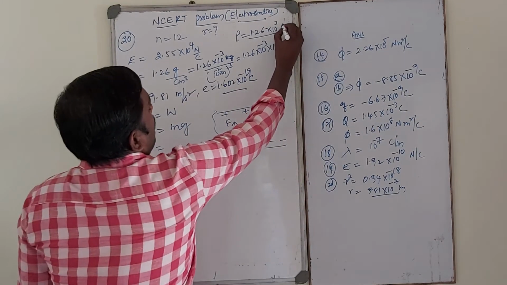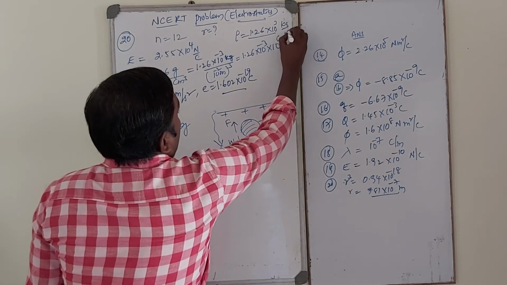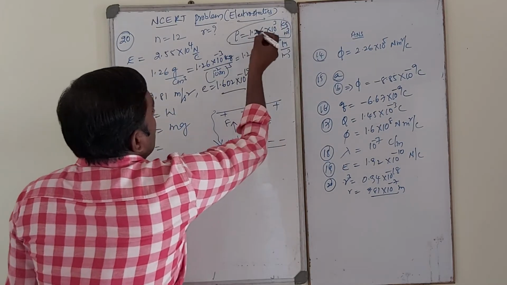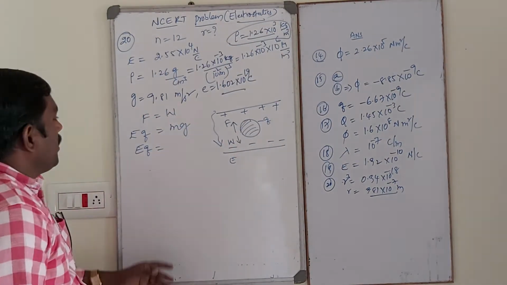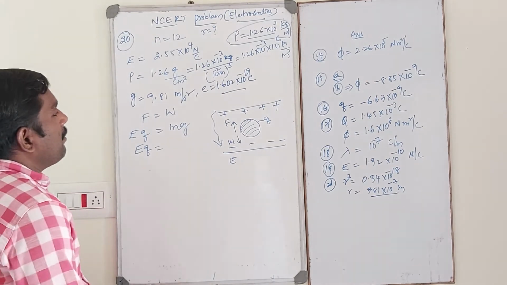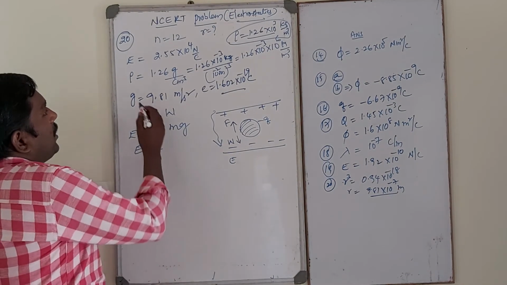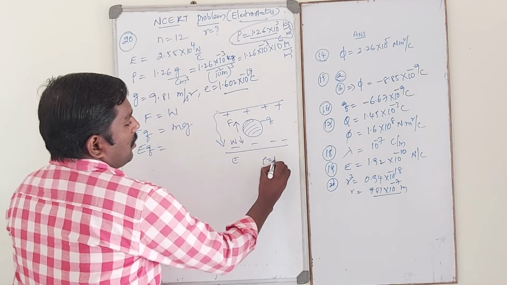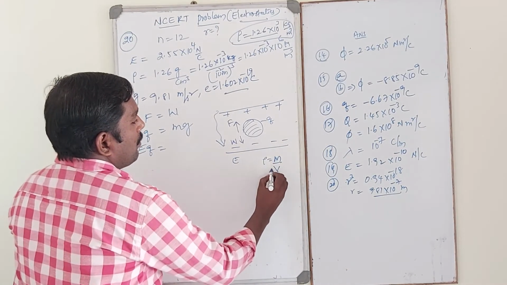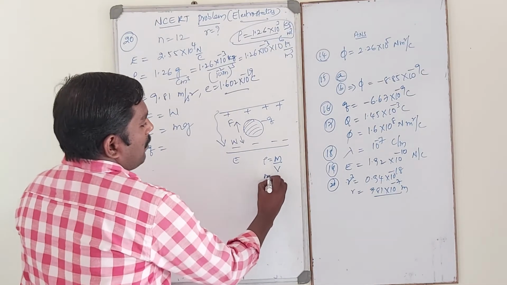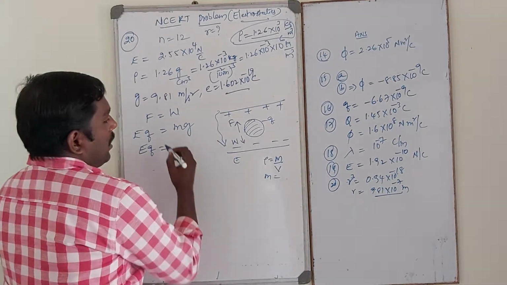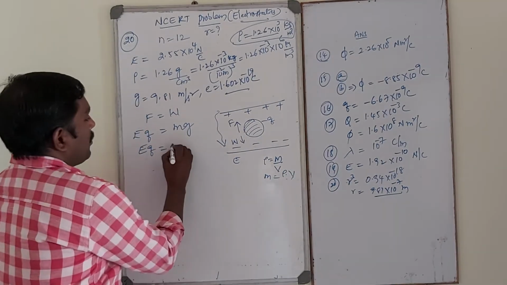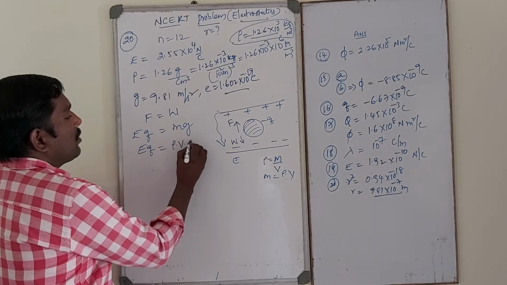So kg per meter cube. This is the density. Okay. So EQ equal to mg. Dear student, density is equal to mass by volume. So in this case, what is the value of mass? Rho into V. So substituting rho into V and also g.